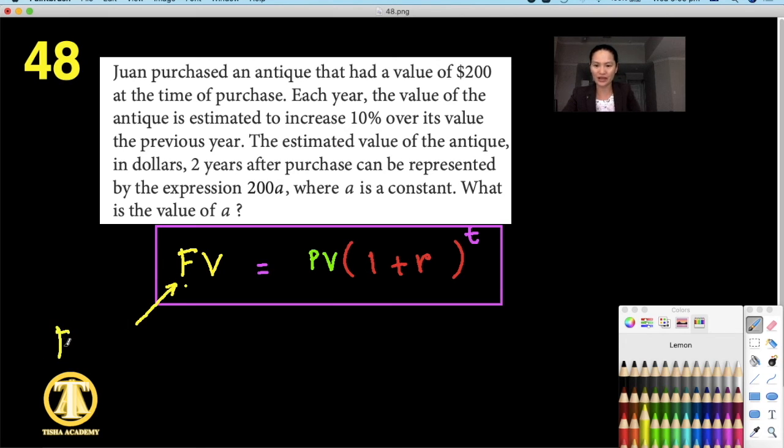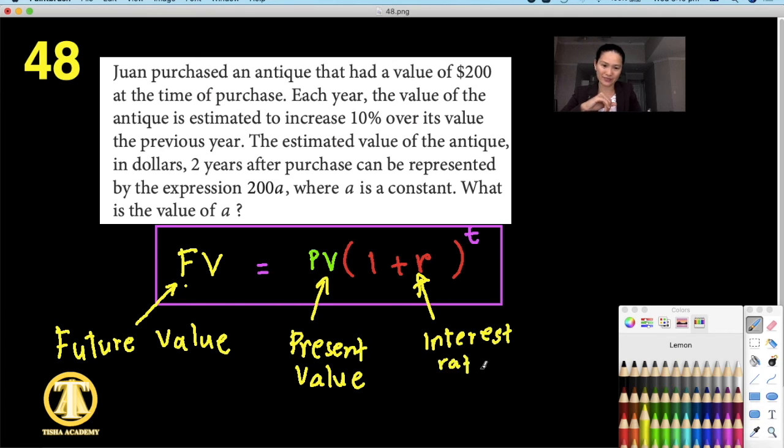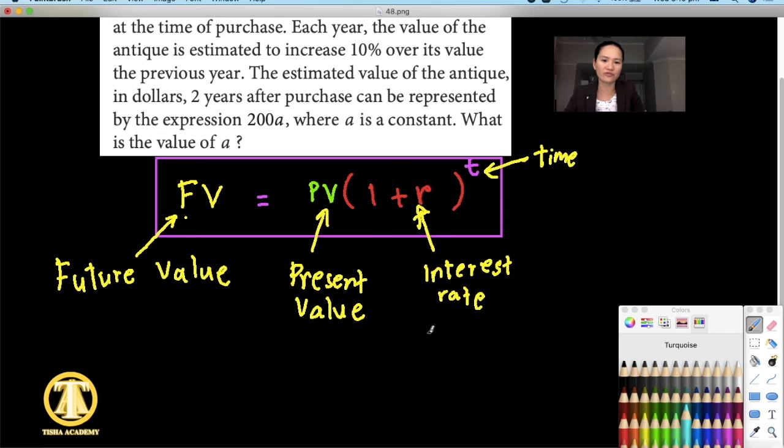FV comes from future value, in the future. PV is present value, the value right now. R comes from interest rate. T is time, it could be years. One thing that is a little bit tricky about R, the interest rate, is you need to put it in decimal. For example, if they give you 10%, that means 10 over 100, which is 0.1.